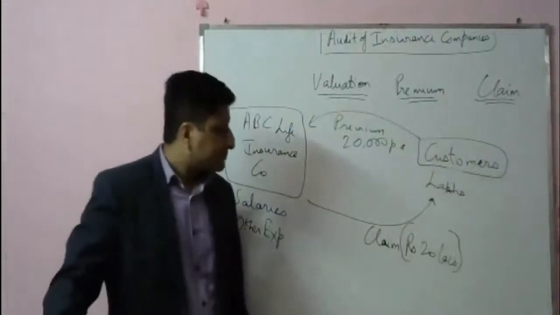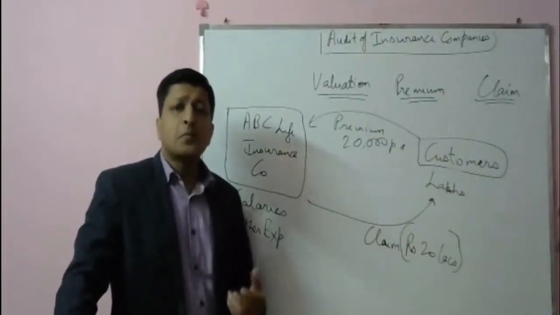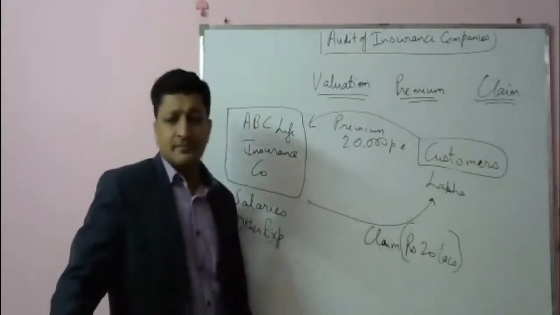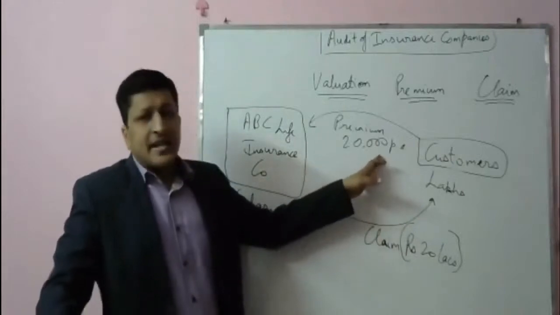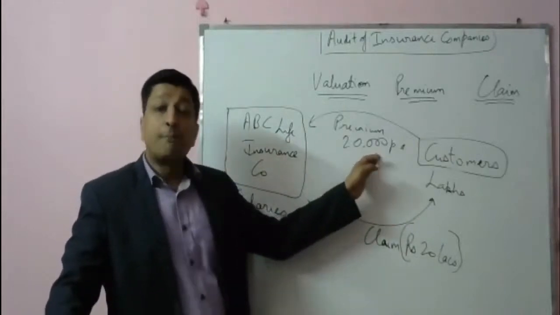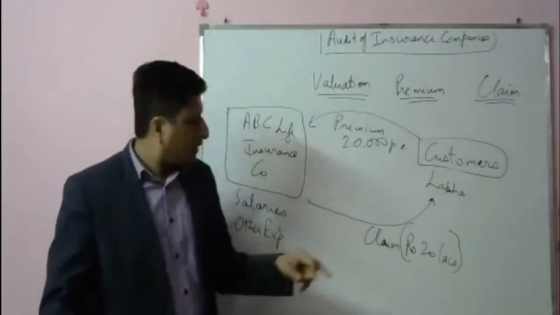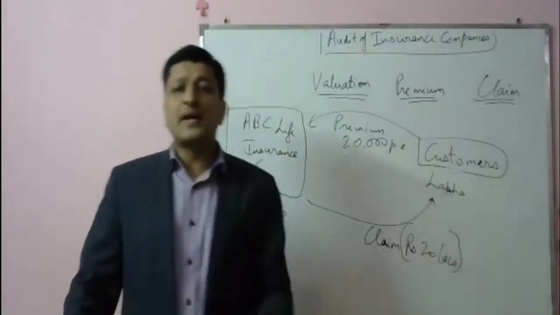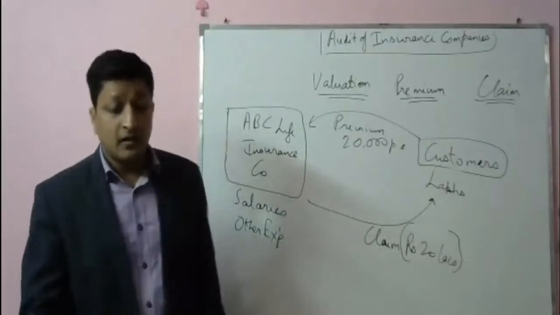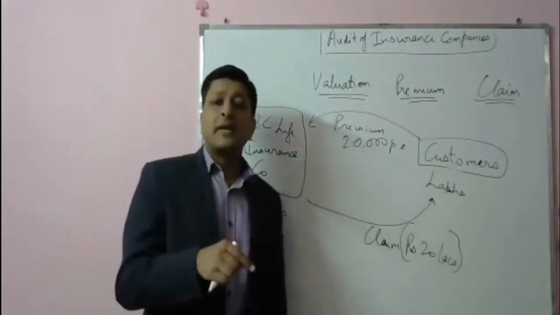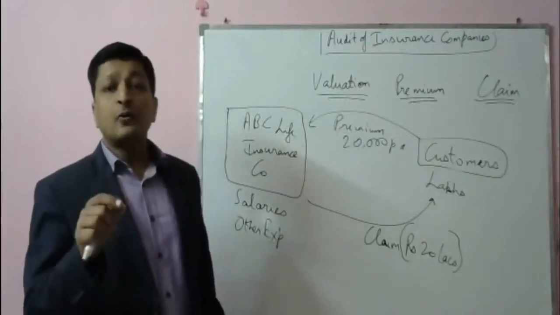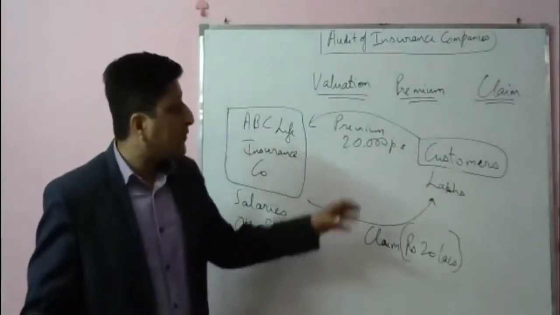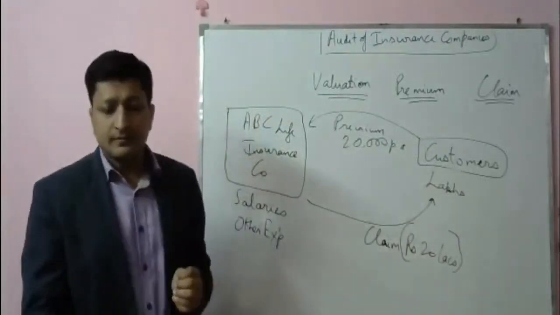In this scenario, just think about the business model. Do you think the insurance company will make money? The company is taking 20,000 per annum from the customer, but may be required to pay 20 lakhs to the same customer. Do you think the company will make money? No, the company will not make money, if it is required to pay this amount to each and every customer. Correct?